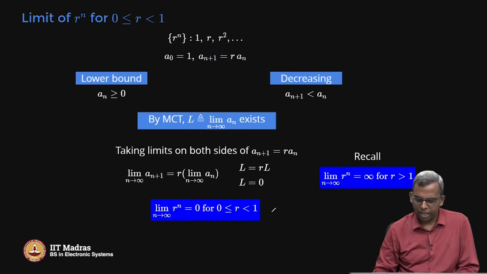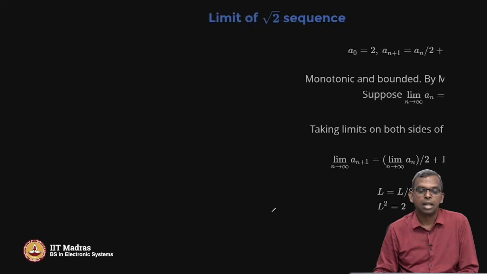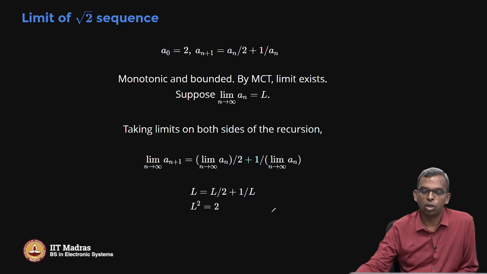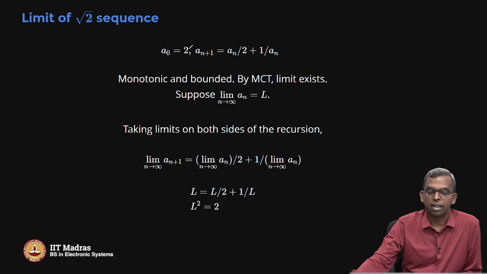This is a crucial idea, and now that it has worked for r^n, which is a simple sequence, I'm going to try and use it for more complex sequences. For instance, the root 2 sequence. We have our wonderful root 2 sequence, which is a_0 some value, and then a_{n+1} is a_n by 2 plus 1 by a_n. So this is our root 2 sequence.